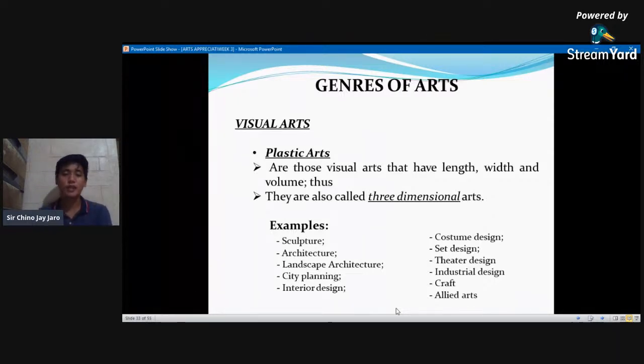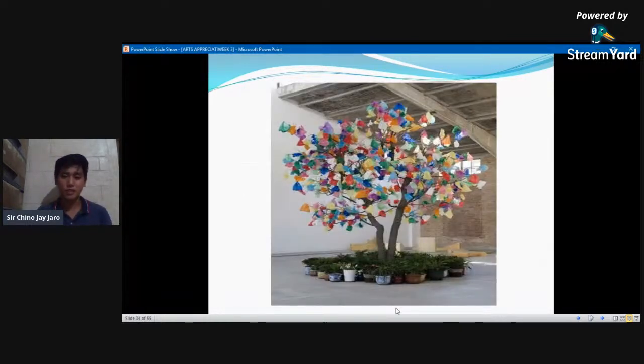So ito yung mga example niya. Sculpture, architecture, landscape architecture, city planning, interior design, costume design, set design, theater design, industrial design, craft, allied arts. Okay. So sa craft po, we have handicraft and example po ng crafts niyan. No? When we say plastic arts, makikita natin mostly meron siyang volume. Okay? Example of this is yan, pinapakita ang mga modified na puno na hindi man siya totoo, it is somewhat related to plastic arts.